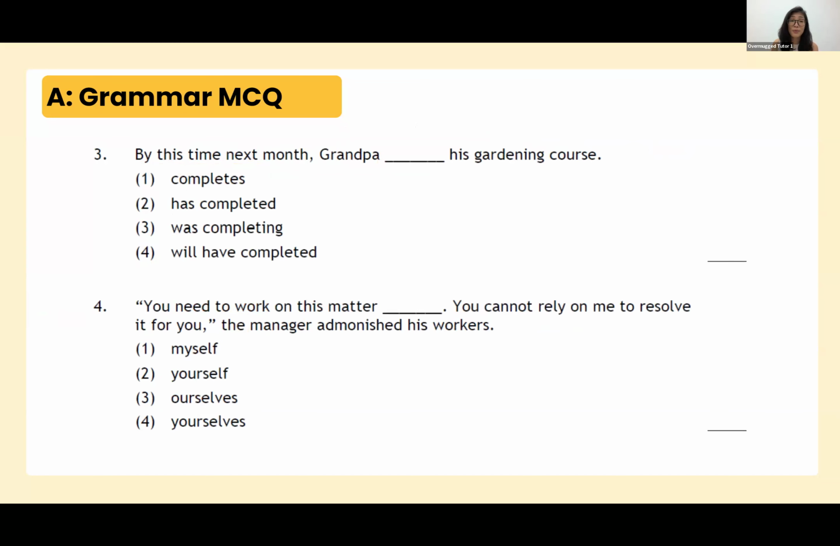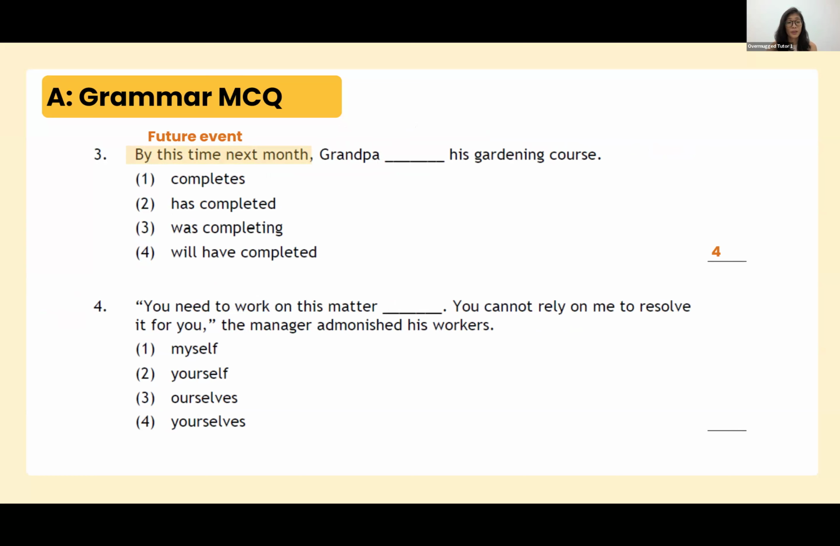Next, we have question number 3. By this time next month, Grandpa blank his gardening course. In this particular case, you need to look out for the time marker because your options here are testing you on tenses. So the time marker in this case is by this time next month, which happens to be a future event. There is only one option here that is for the future, and that's option 4.